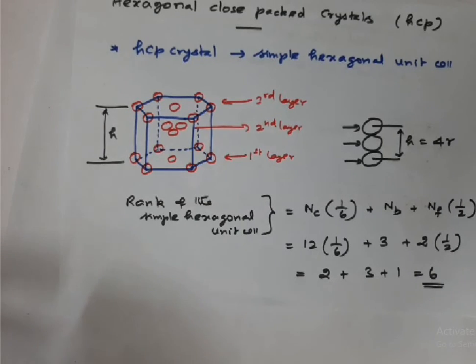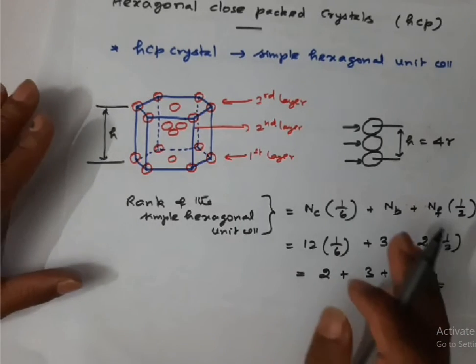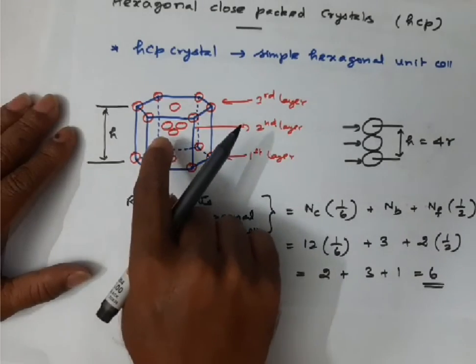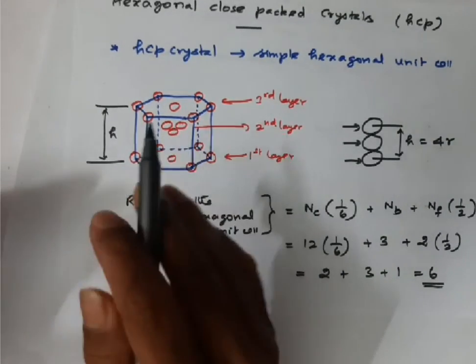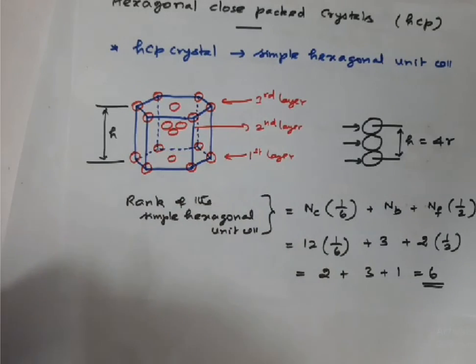If the first layer, second layer, and third layer atoms are present one over another like this, then height should be equal to 4R. Am I right? Student, is it correct? Yes, sir. Okay, but actually, listen, these atoms are not placed one over another.